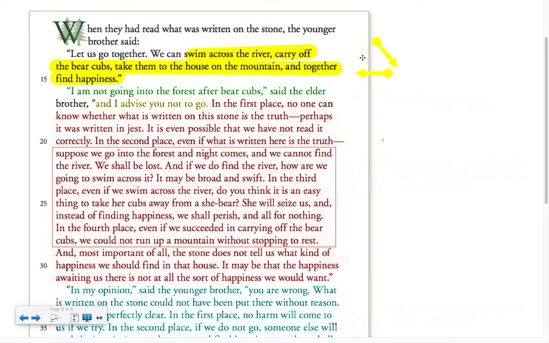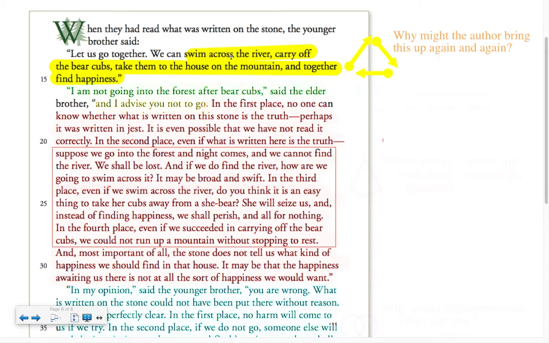Right here, I have something that's been repeated. The younger brother going over what the stone said for the second time. So it's again and again. So I'm going to ask myself, after stopping, why might the author bring this up again and again?